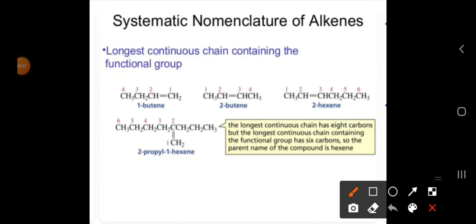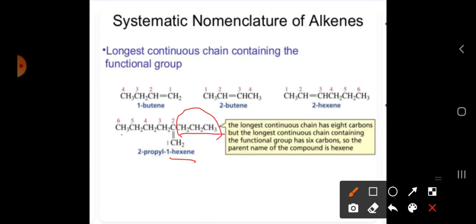So what I have told you, where the double bond is present, there we have to give the first priority. In this, no double bond is present. Here the double bond is present. So the double bond you are having, that one you are going to give the first number. That's why we have given 1, 2, 3, 4, 5, 6. So here this is a 1-hexene.